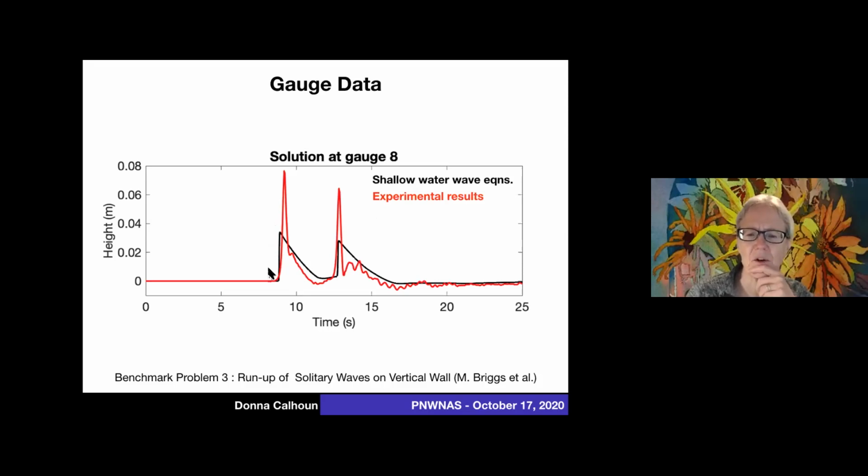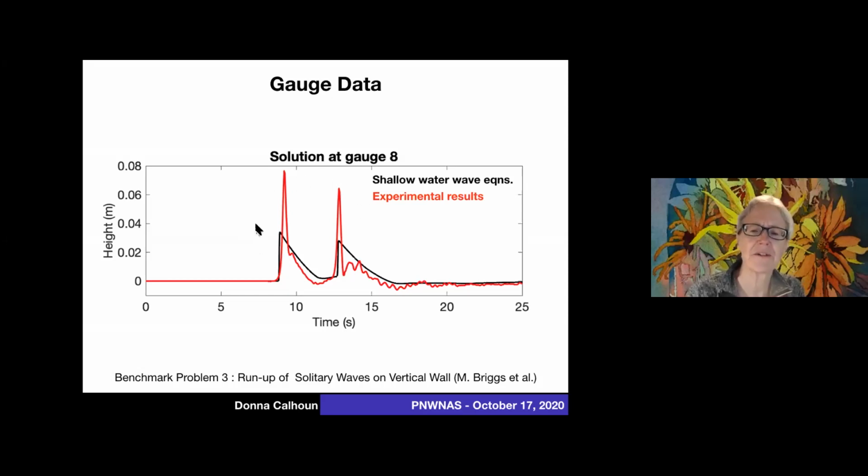We essentially can correctly get the time at which the waves hit the gauge, but what we're missing is these heights. And of course, this can become important if what you're trying to do is determine how high you should build your seawall to protect from, say, an incoming storm surge or waves or something like that, or a tsunami.